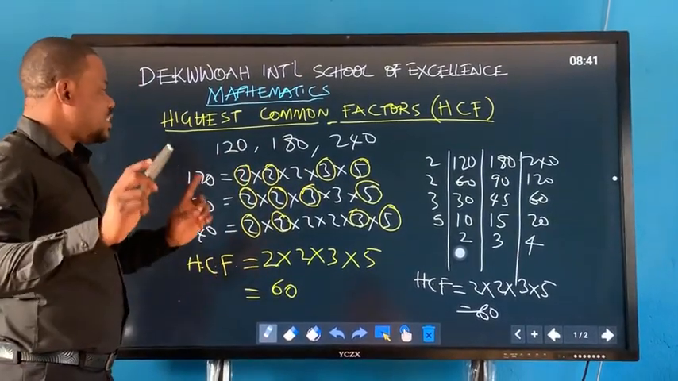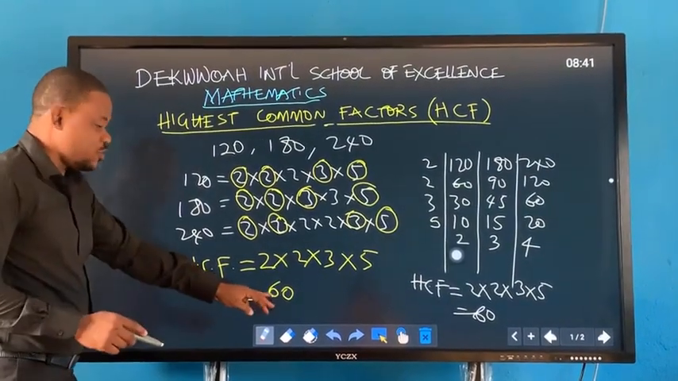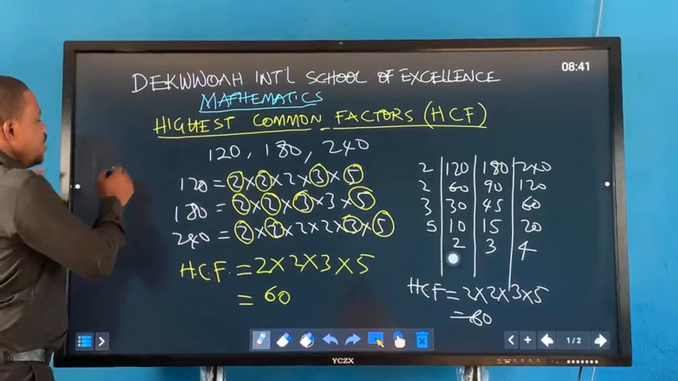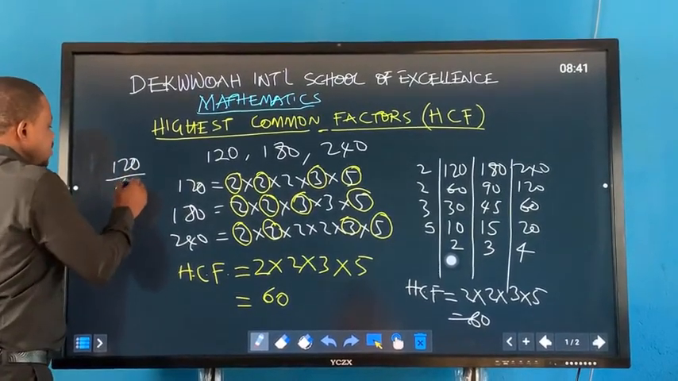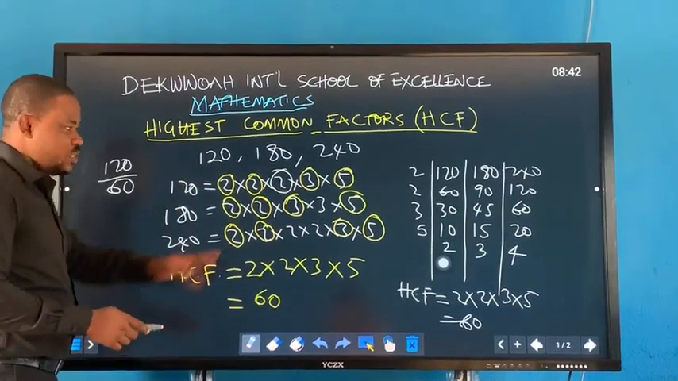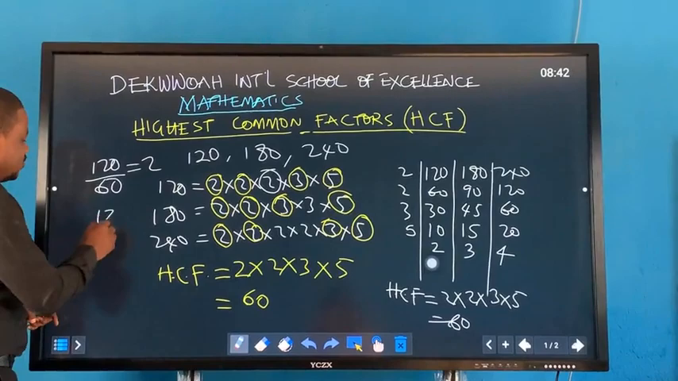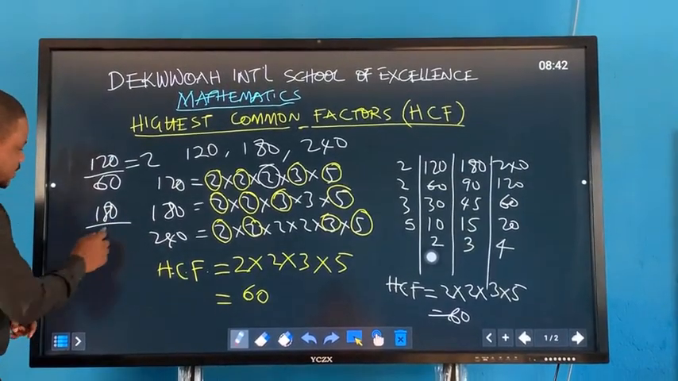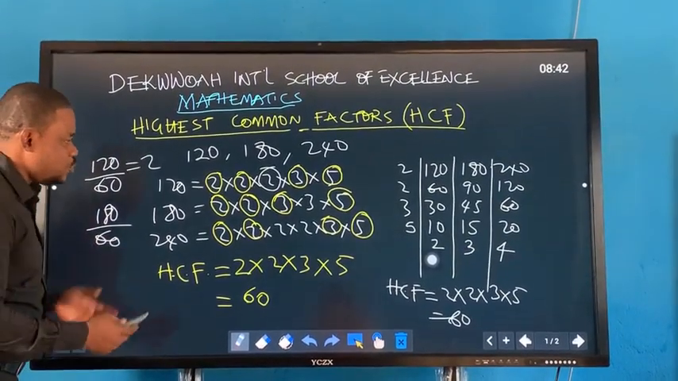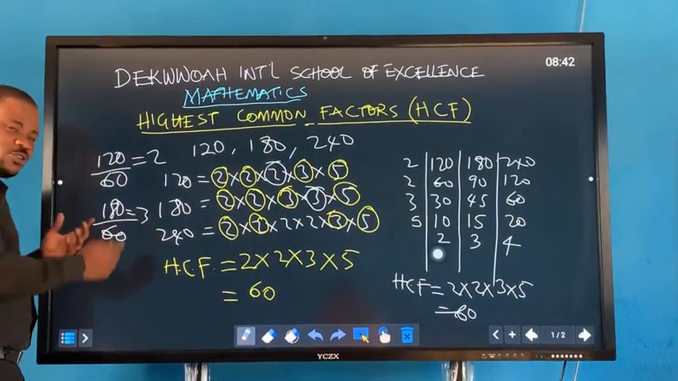Let me show you one more thing before we go forward. Since the highest common factor is 60, if I divide 120 by 60, you know what I'm going to get? I'm going to get the value that was not settled. That's 2. If I divide 180 by 60, which value wasn't set? This guy wasn't set. So it's going to be 3. You can try it.